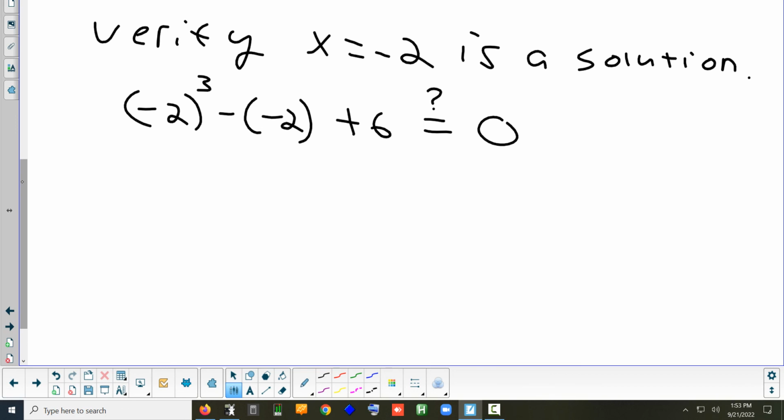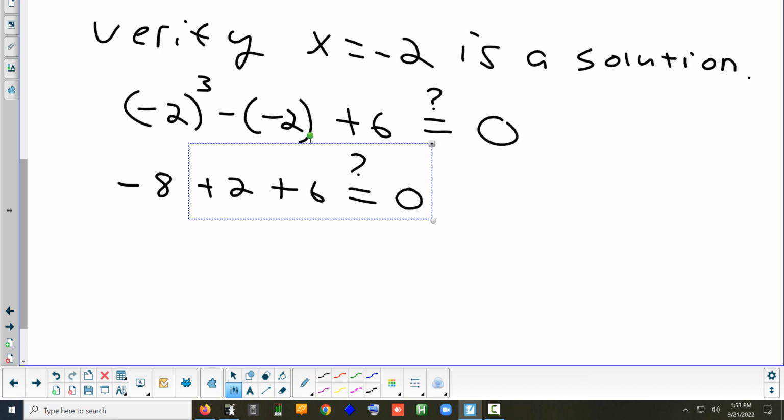-8. Negative, right? It's a negative times a negative times a negative. Gives me a negative. And Curtis, what's going to happen here? Minus 2. It's going to become a +2. All right, so I got that. Tell me, what's -8 plus 2? -6. And at this point, I think we can tell what's going to happen. -6 plus 6 is 0.